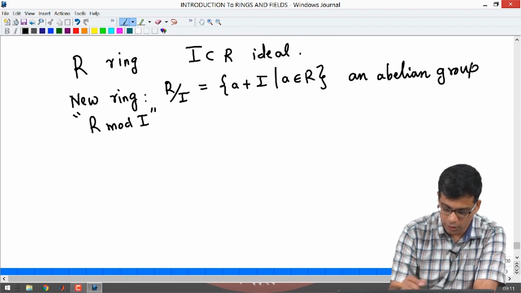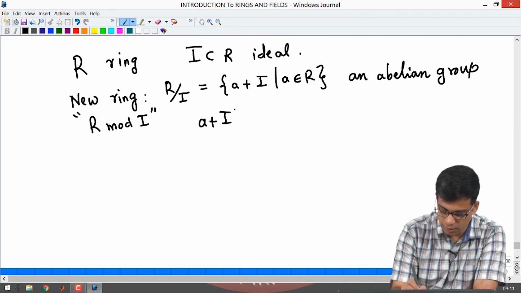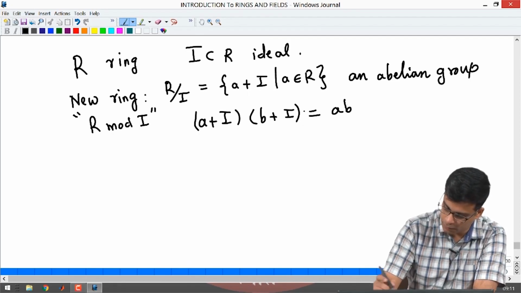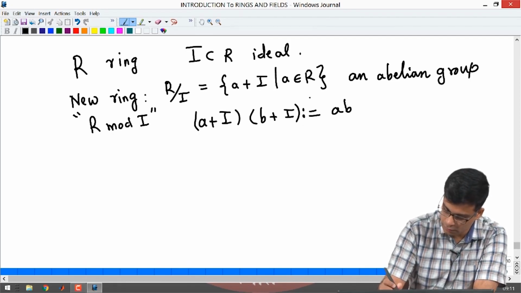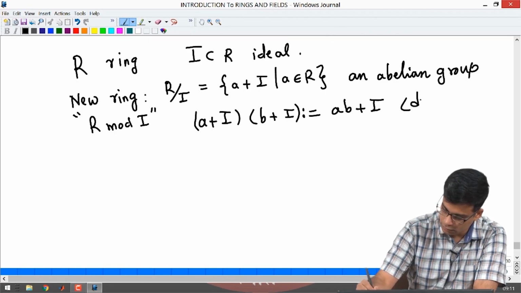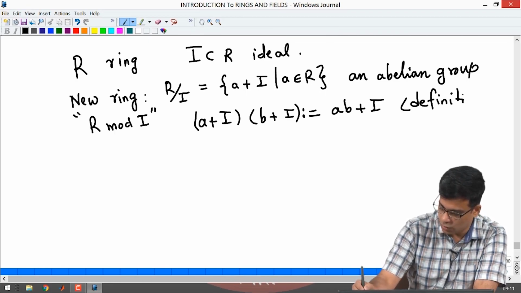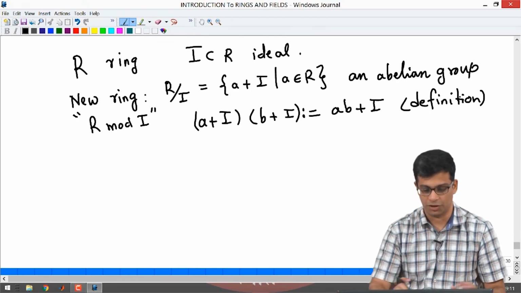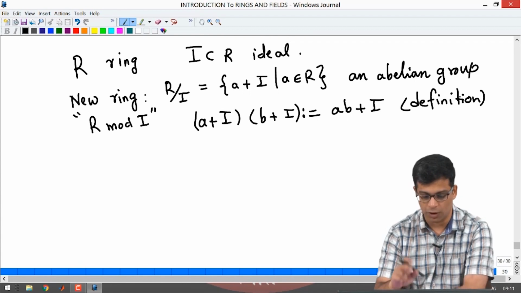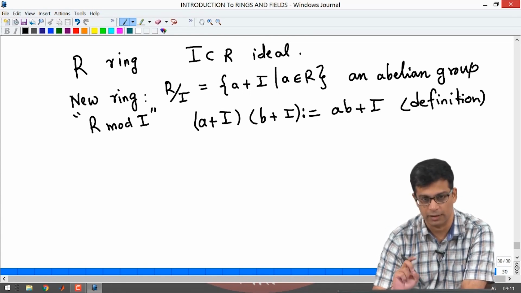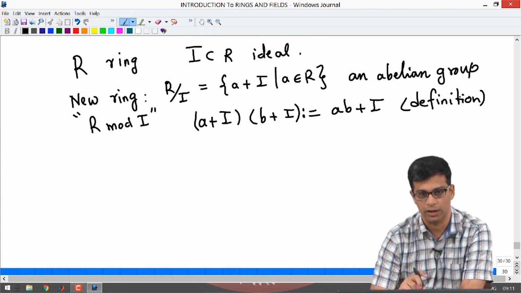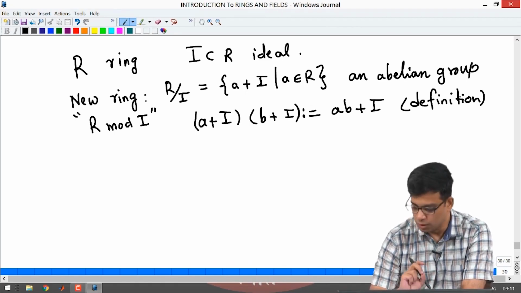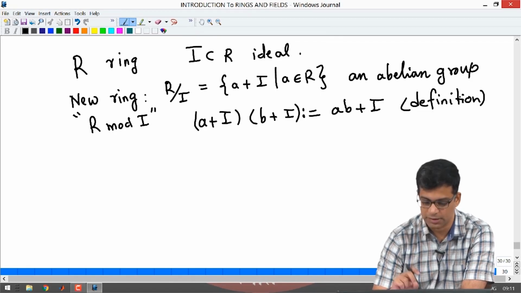So, it is an abelian group, and multiplication is defined by this operation: a plus I times b plus I is ab plus I. This is the definition, and we saw in the last video that this is a well defined multiplication. That is because of the fact that I is an ideal, it is not merely a subgroup. If you multiply an element of I with an element of the ring, the result is still in the ideal.